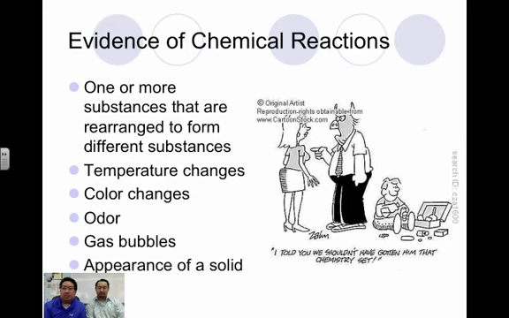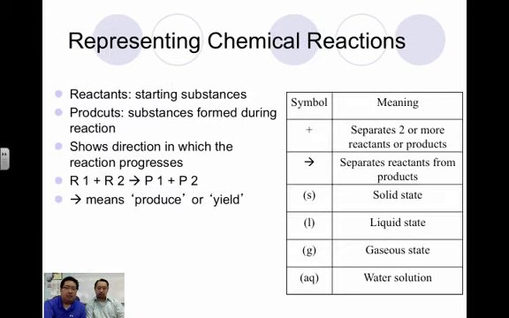Chemical reactions are when bonds are broken and reformed into new products. Evidence or proof that a reaction has taken place is usually observational, so things like changes in temperature, color changes, smells, gas bubbles, and the appearance of a solid are all indications that a chemical reaction has taken place. So this is like the ooh-ah stuff that you actually see, and this is what led to the discovery of chemistry in the first place. So don't confuse these with physical changes, okay? And hopefully you'll be able to tell the difference.